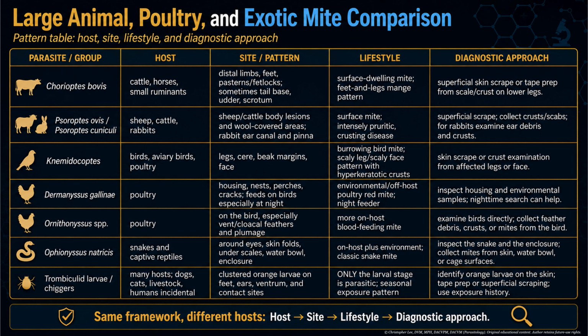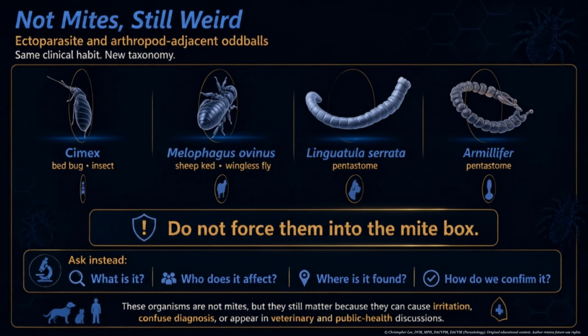For Nemidocoptes, think bird legs and face. For Dermanyssus, think environment and nighttime. For Ornithonyssus, think bird-focused search. For Ophionyssus, think snake plus enclosure. And for chiggers, think larva only and outdoor exposure. Same framework, different hosts. Now we make a taxonomic turn.